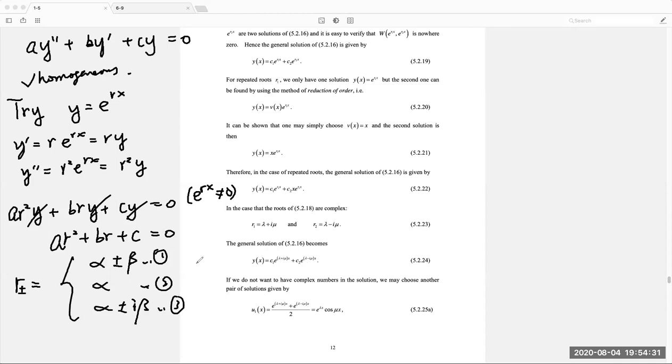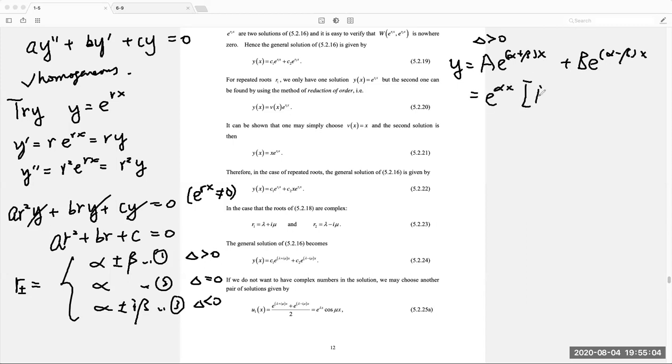So for the first case, it is when the discriminant is greater than 0. Then the solution will have the final form like this one. Of course, you can take out the e^(alpha x) from the equation.